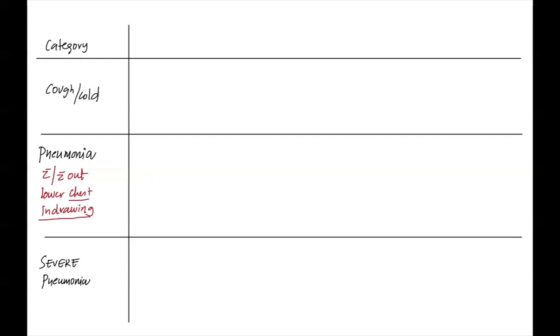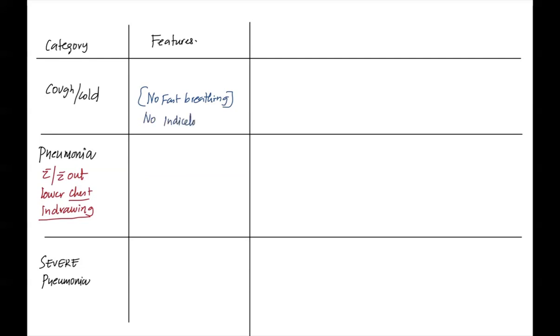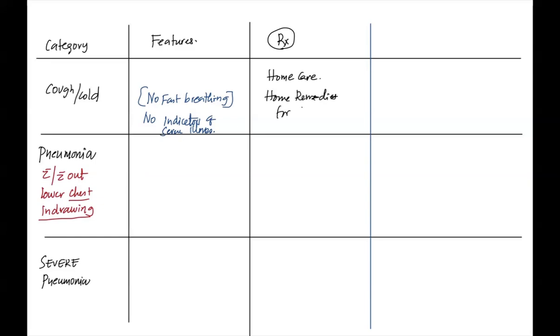Now, when I look at cough or cold, let's look at the features of this category. You need to understand that in this category, there is no fast breathing. What is fast breathing? I already gave you the respiratory rate, which classifies any increased respiratory rate as fast breathing based on the age. So there is no fast breathing, no indicators of severe illness, and there is only cough or cold. For these cases of just cold or cough, the treatment is home care. We're not doing anything else apart from home care. We will be giving some home remedies for cough, and if there is fever, it is managed with paracetamol.